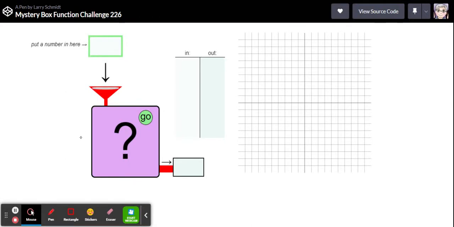Hello everybody and welcome to another mystery box function challenge. In the purple mystery box there is some math and your challenge is to figure out what it is. You can try this out by using the link in the description, and when you think you've got an answer, come on back and see if we get the same.